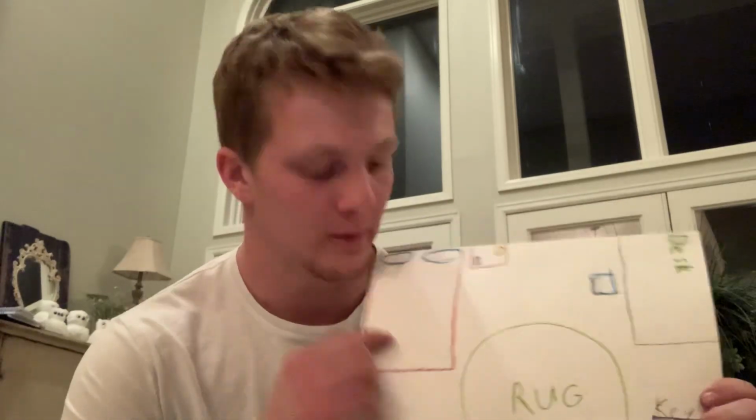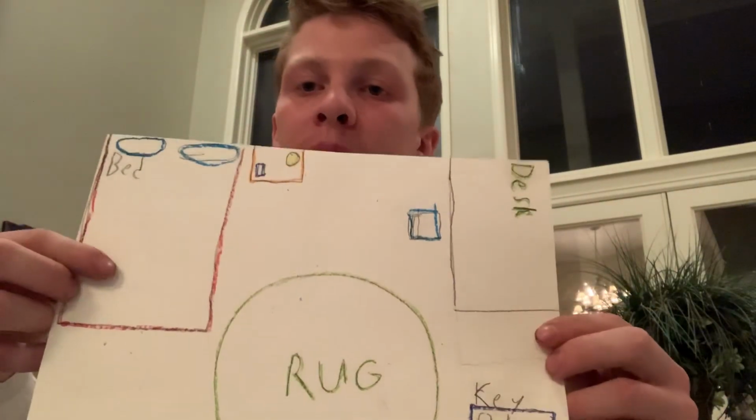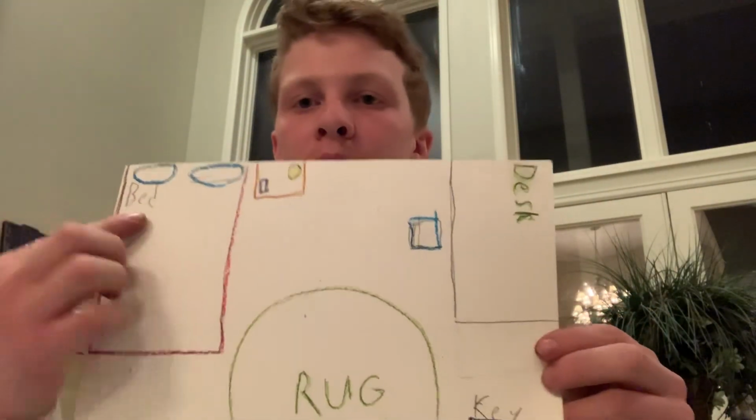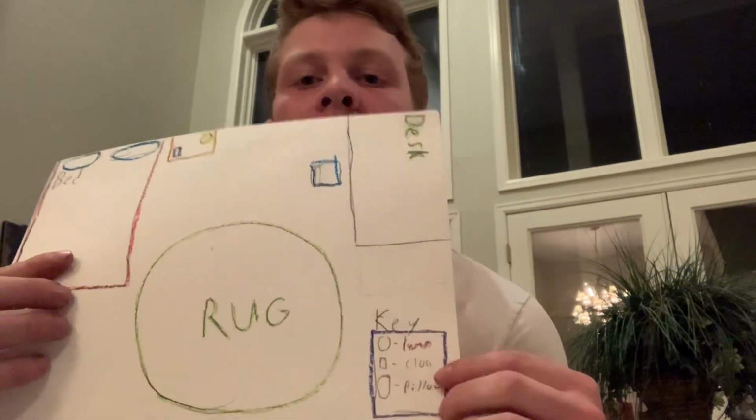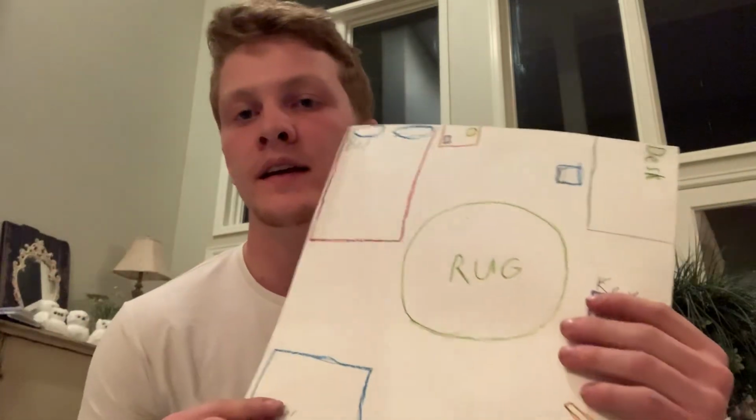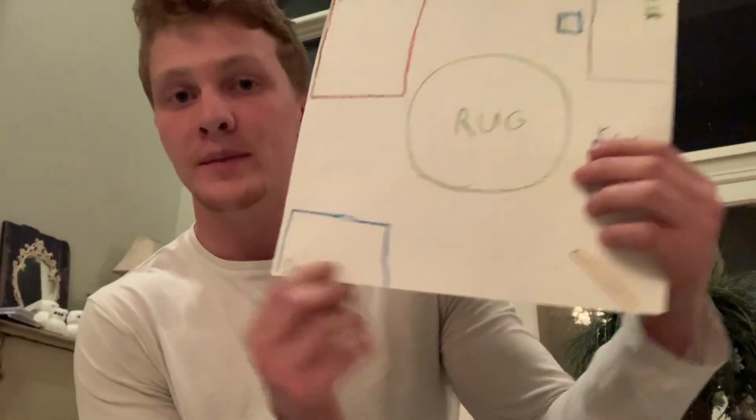Hey guys, so I also drew a map. So here's my room right now. I've got my bed up here. As you can see, the big things, I wrote the actual name of the object, like my bed, the rug, my desk. Here's my dresser, my door.